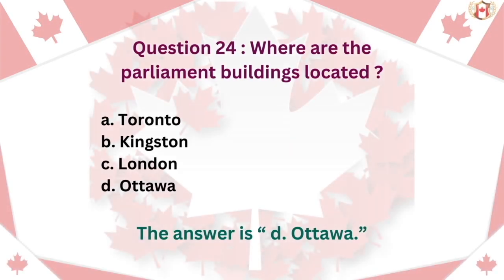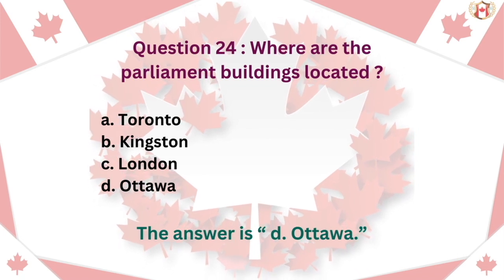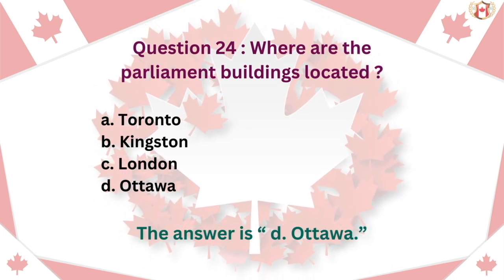Question 24. Where are the Parliament buildings located? A. Toronto. B. Kingston. C. London. D. Ottawa. The answer is D. Ottawa.